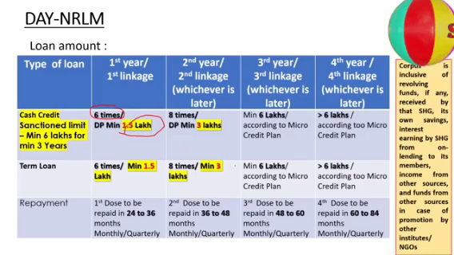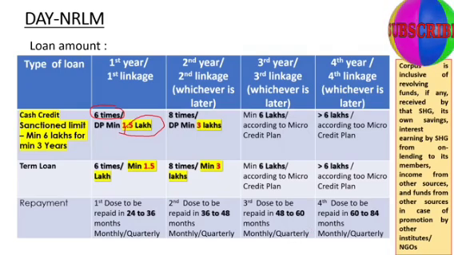In the second year, it will be a minimum of 3 lakh or 8 times the corpus amount, whichever is higher. Then in the third year, a minimum of 6 lakh. In the fourth year, more than 6 lakh, which will depend on the micro credit plan submitted by the SHG. Same in the case of term loan. In the first year, the loan will be a minimum of 1.5 lakh the first time.